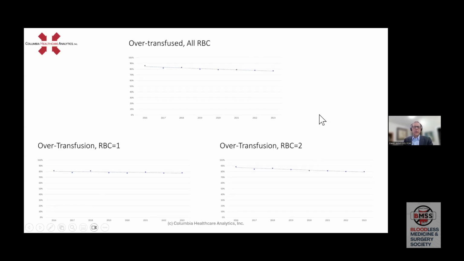So let's look at the patients who had a discharge hemoglobin above 8 grams, and 8 grams is rather high. Look at the percent of patients who would be over-transfused, hemoglobin above 8, and you can see it's around 80% for all RBCs, 1 unit and 2 unit RBCs. Again, the drop here is probably a little bit more towards COVID rather than as a response.